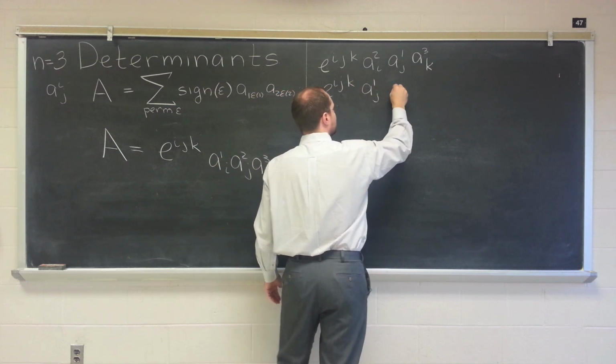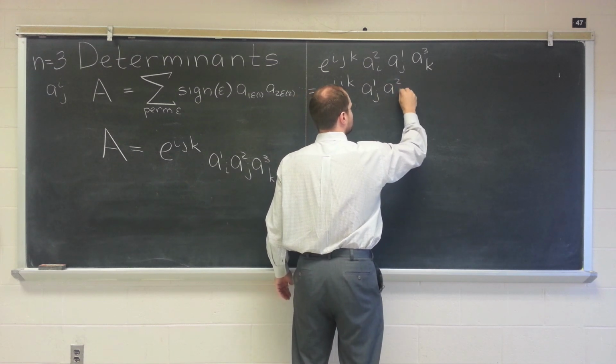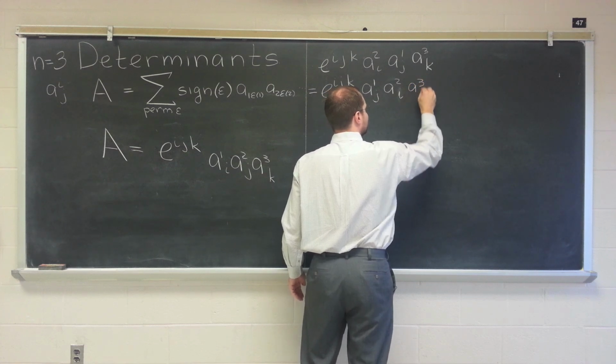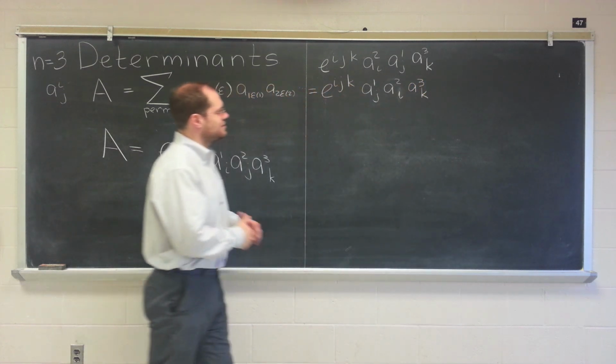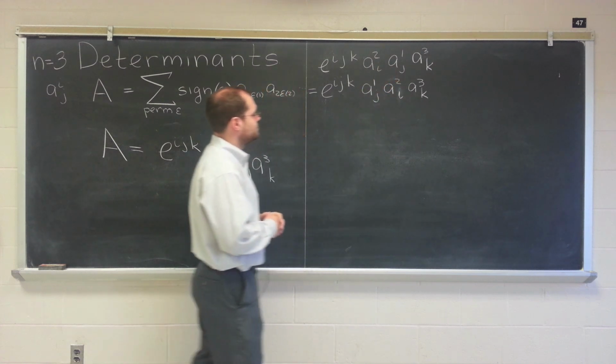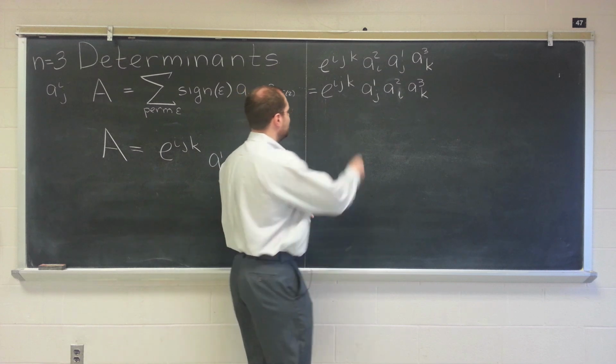So we're left with E, I, J, K, A1, J, A2, I, A3K. So let's repeat. We did something very innocuous. We just switched two terms in a product. So that obviously keeps the term the same, keeps the value the same.